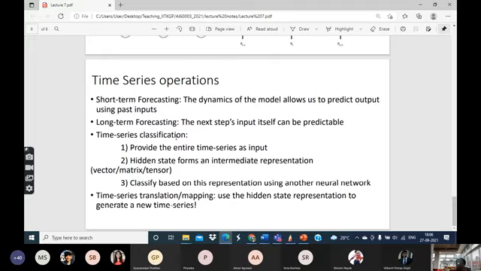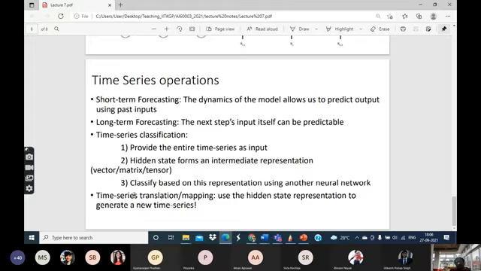So basically the way that classification works is as follows. I provide the entire time series as the input. An intermediate representation is formed on the basis of the hidden state, and then based on that intermediate representation, another neural network does the classification. Neural networks, we know, or most of us know, are quite good for classification. So this way we can use them for time series classification.